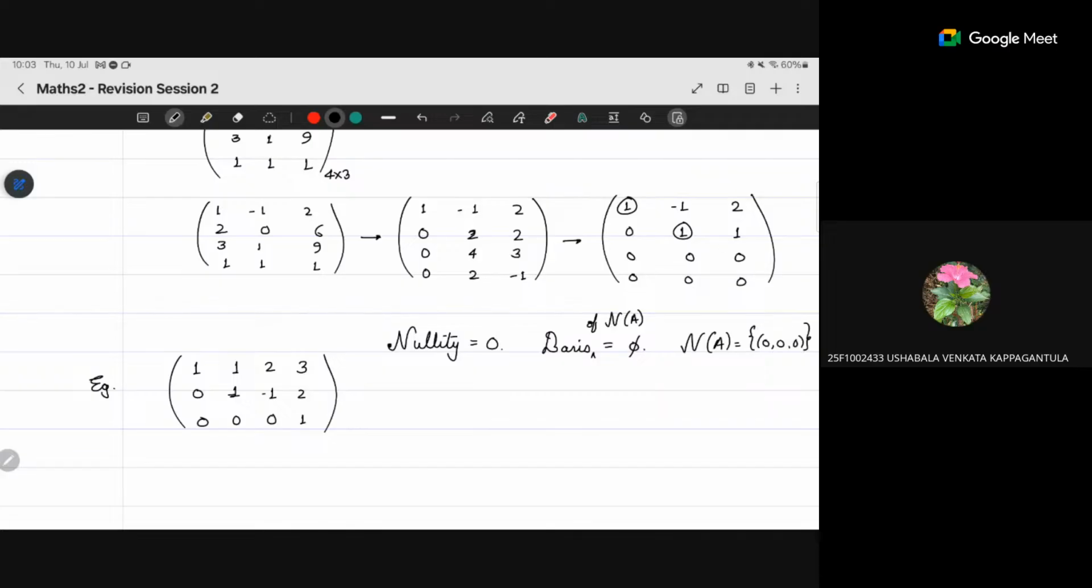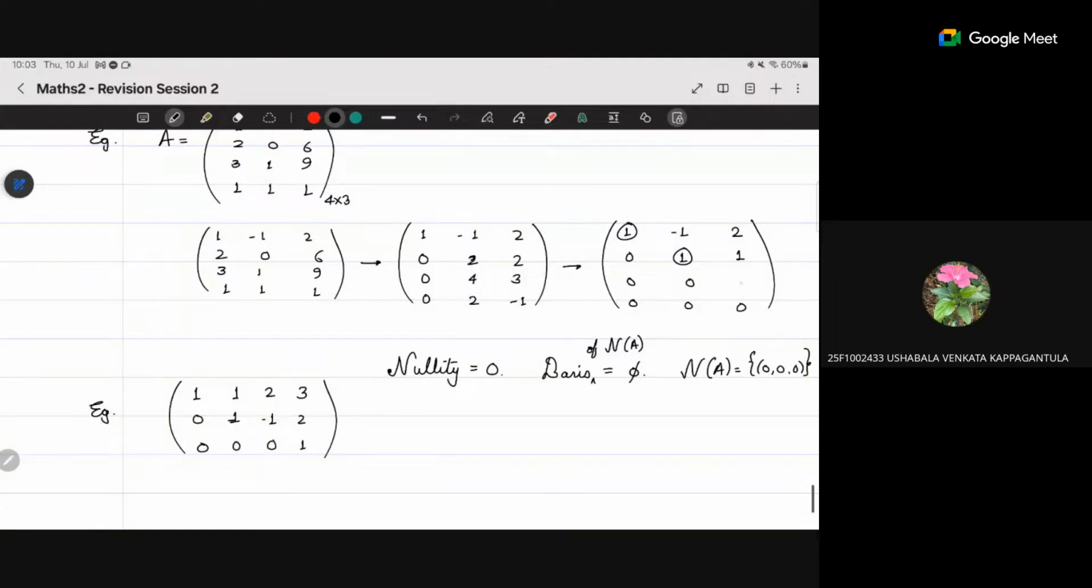What if this was 0? This could also have happened, right? Then nullity will be 1. How is it 1? If in place of this you had 0 over here, this entry which I've changed from 1 to 0, then we'll have 2 dependent variables and one independent variable. So nullity would be 1, because nullity is the number of independent variables.